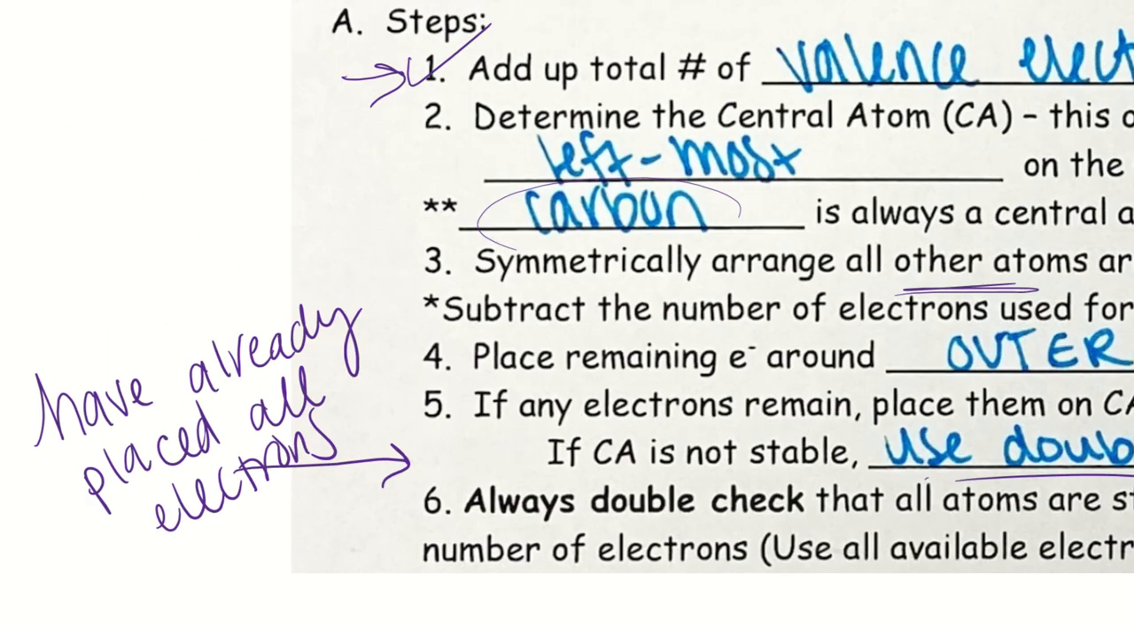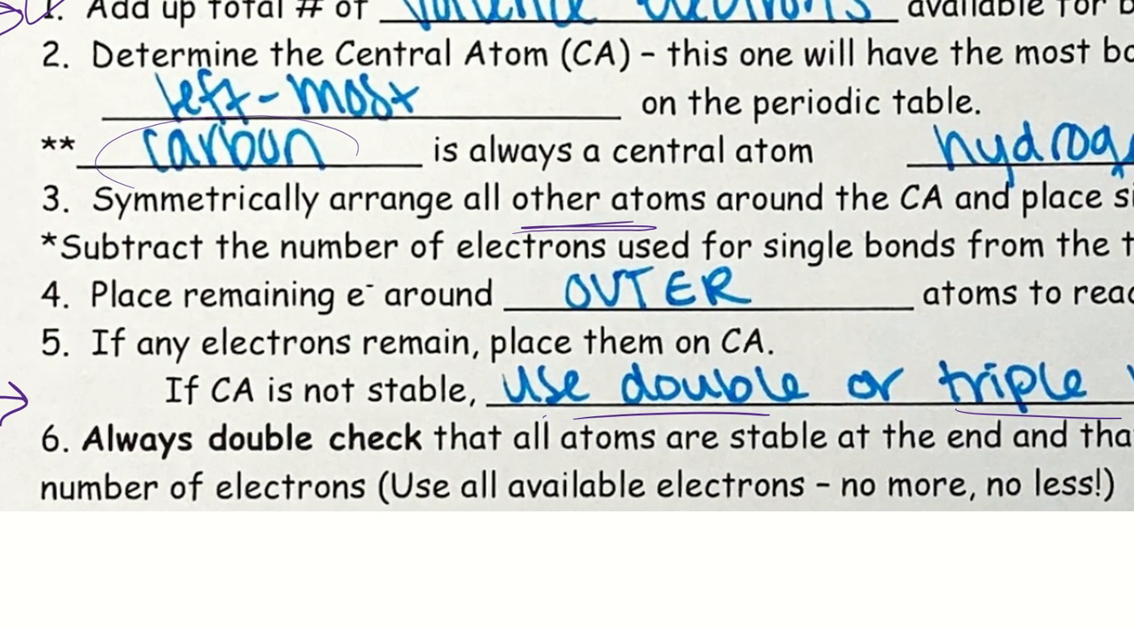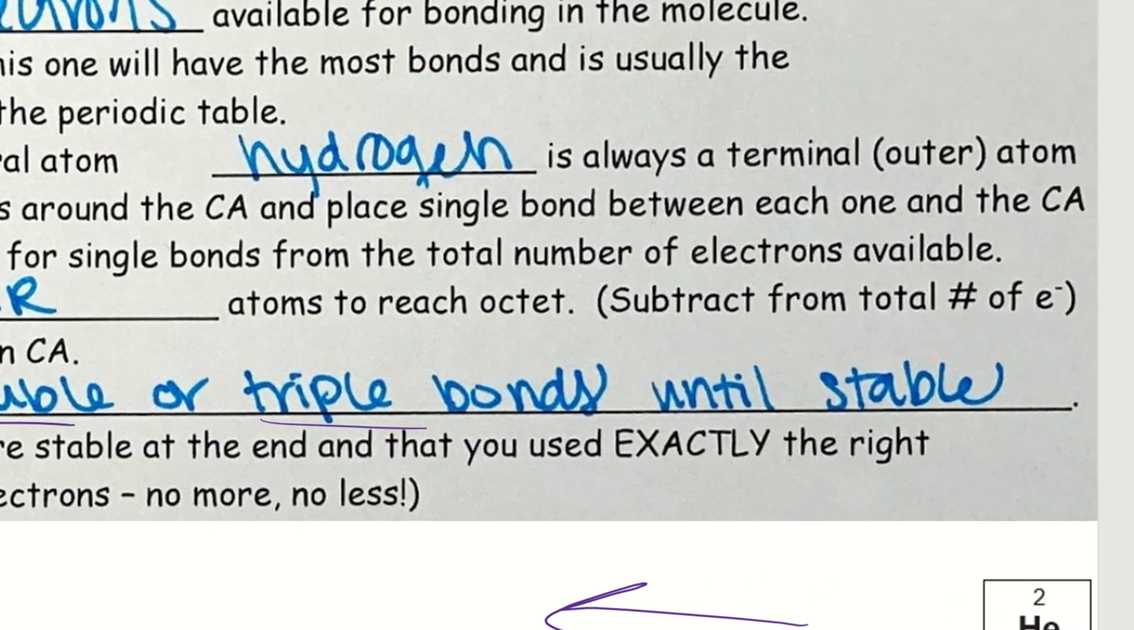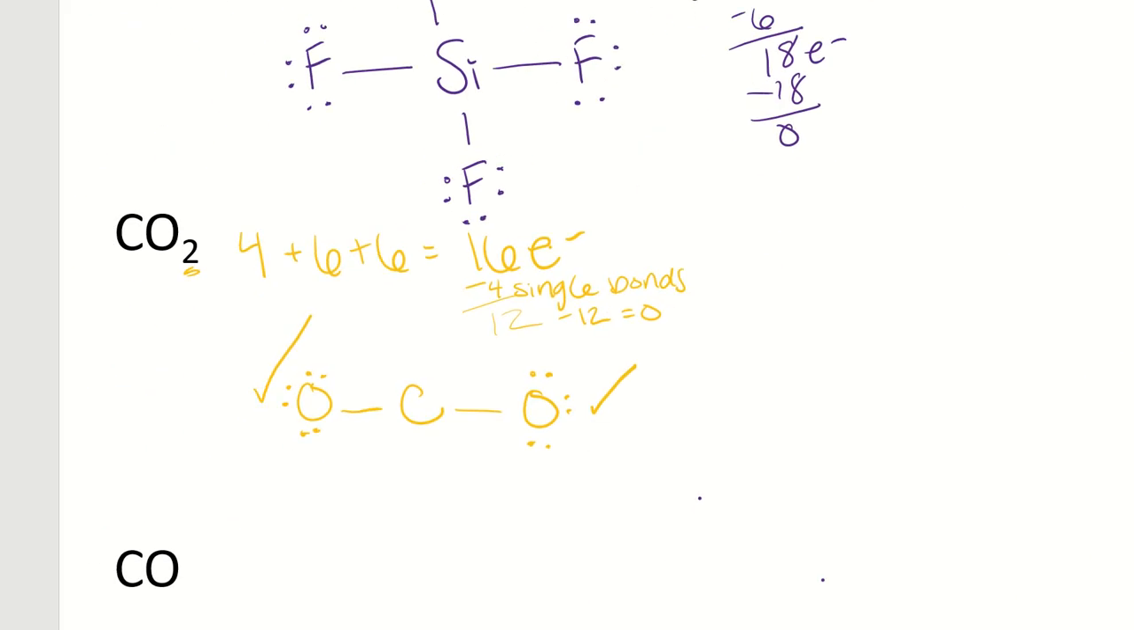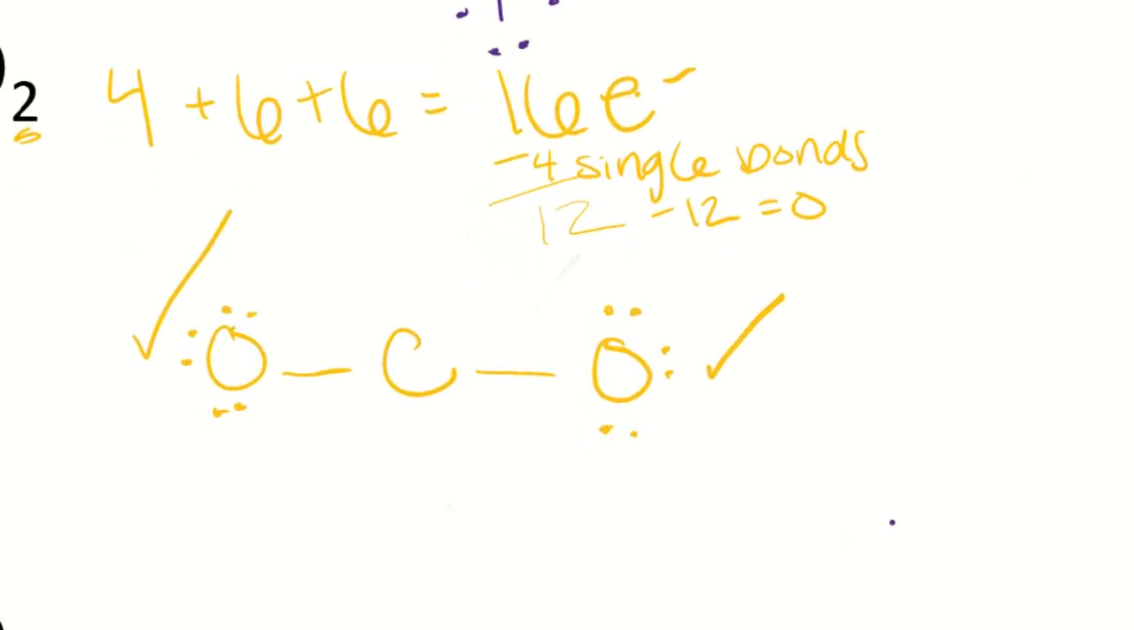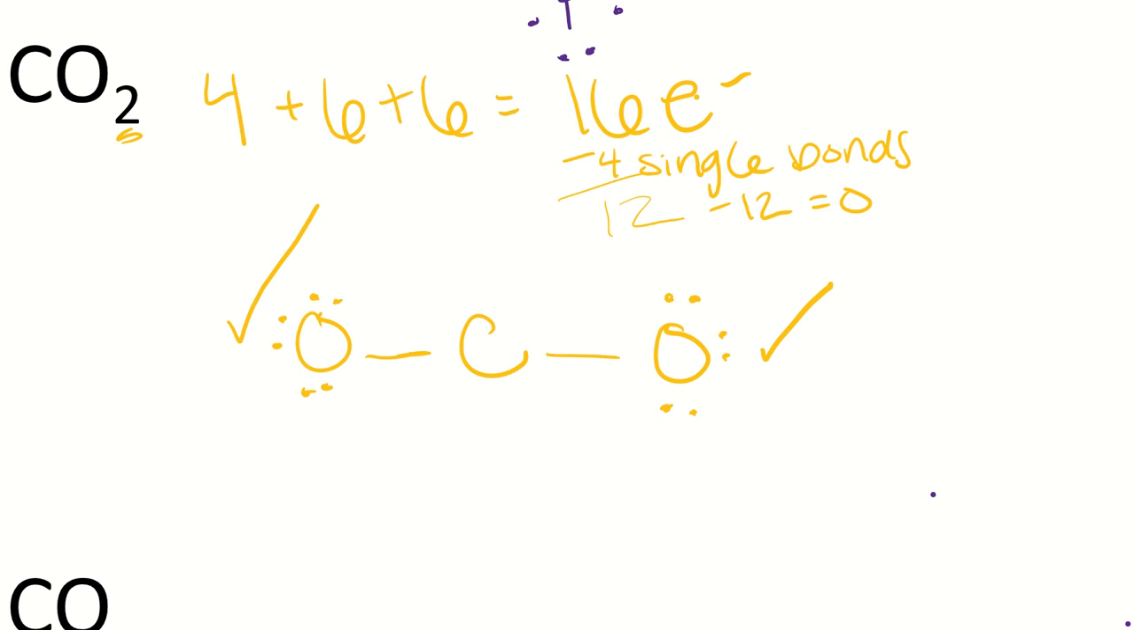So if I look at that, now it says if any electrons remain, place them on the central atom, but none remained. So if the central atom is not stable, use double or triple bonds until it becomes stable. So if I come back here, my central atom is not stable because all it has is 1, 2 bonds on it, and so that's a total of 4 electrons, and it needs 8 in order to be stable. So here's where we're going to start sharing electrons, or pushing lone pairs.